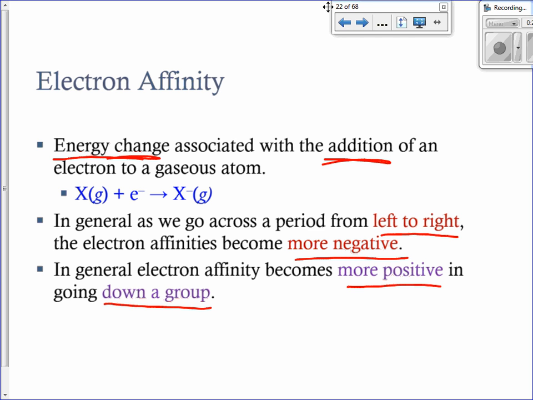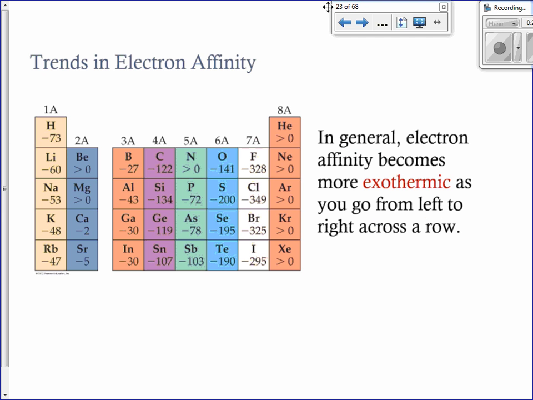Why what? Why is more positive? We're going to discuss that in just a moment. Yes. So, in general, electrons' affinity become more exothermic as you go left to right, and from bottom to top as well. Okay. In general, there are a few exceptions here too.